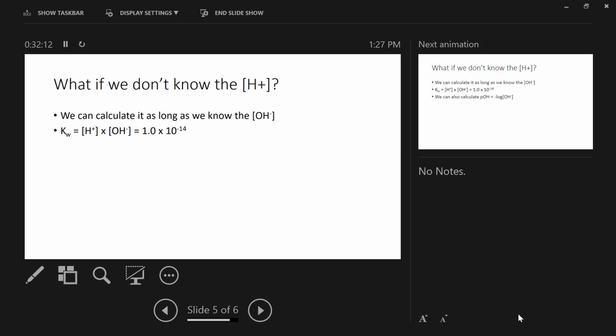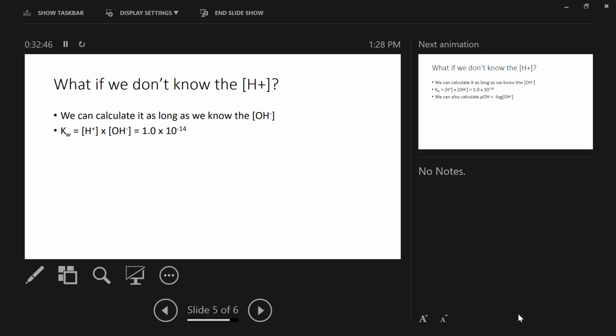We want that by itself, so we can calculate it. Right now we have something being multiplied to it. What do we do? We divide that away. We divide the hydroxide ion concentration away from this side, those will cancel. We divide the hydroxide ion concentration away from this side, and we get our new formula, that our hydrogen ion concentration is equal to 1.0 times 10 to the minus 14 divided by our hydroxide ion concentration.